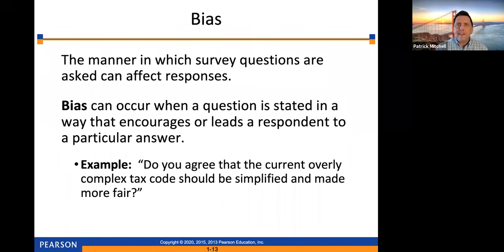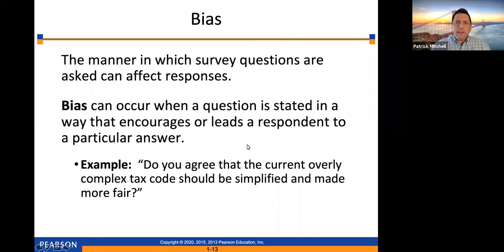All right, so you can see there are a couple of issues with that question. The person asking the question has kind of inserted their own attitudes about it. They are stating within the question that the tax code is overly complex. Maybe not everybody agrees. And they're also implying that the tax code is not fair, which maybe not everybody agrees.